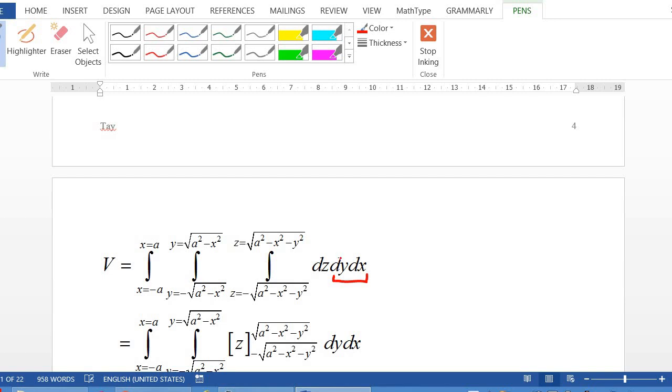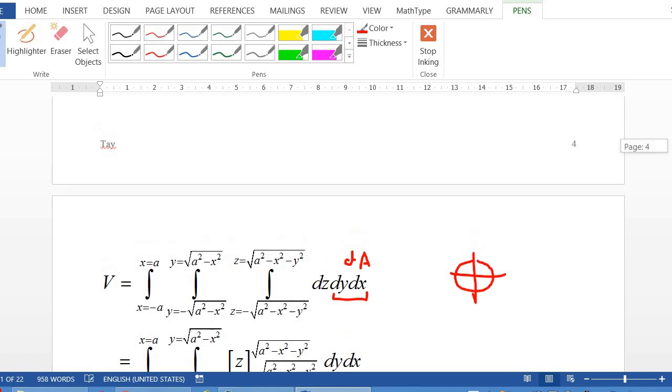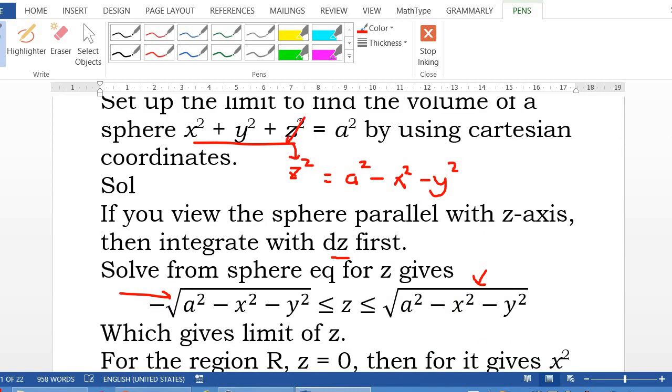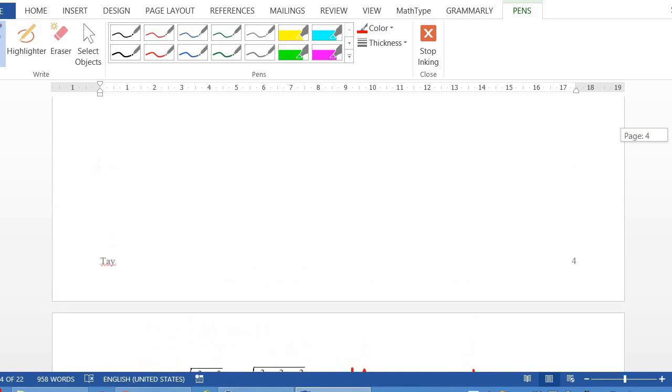After dz, when you project your sphere, you have your projection region R, and dA depends on your region R. The projection will be a circle. How do you get the circle? The projection happens when you let z equal to 0, because you press it flat. So x squared plus y squared equal to a squared is a circle centered at the origin with radius a units.